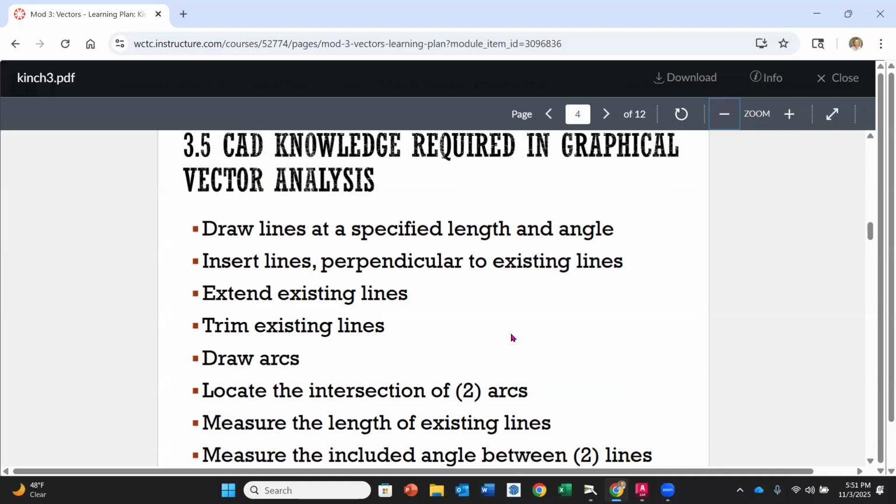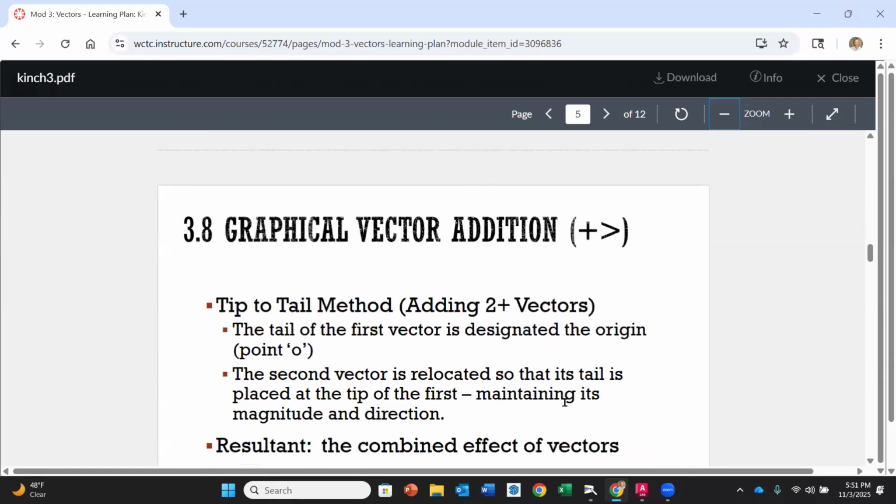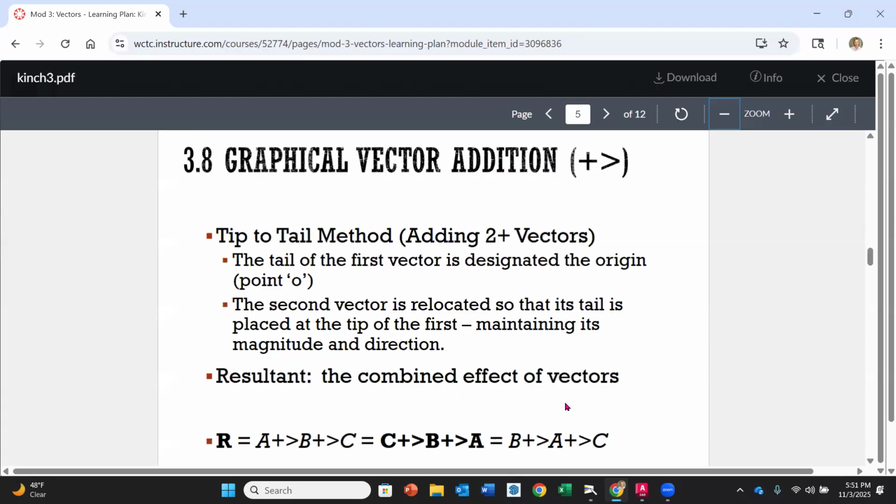You have that skill already. Inserting lines perpendicular to existing lines. That's going to come into play more when we go to the next level and talk about velocities. Extending existing lines, trimming them, drawing arcs, locating the intersections of lines and arcs, and then also measuring the lengths of existing lines with dimensions, and measuring angles with dimensions. Now, as I said earlier, we're going to be skipping over some of these sections. So we're going to go over to section 3.8 now, where it talks about graphical vector addition.